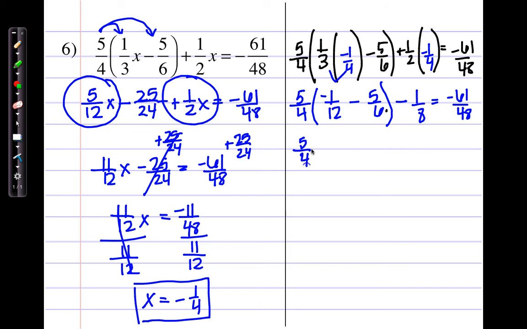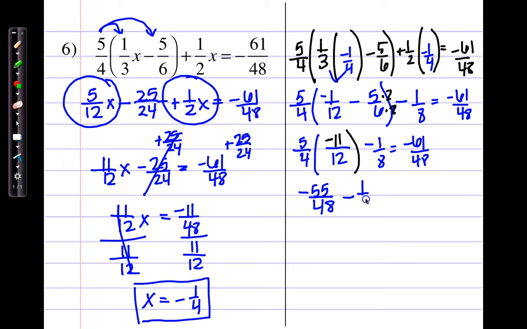Here I'm going to bring down the 5/4. I'm going to combine these here to get a denominator of 12. I'm going to have to multiply this by 2, which is going to give me -1 minus 10, which is -11, minus 1/8, oops, let's change that color back, minus 1/8 equals -61 over 48. Here I'm going to now see if I can cross cancel. I can't, so I'm left with -55 over 48 minus 1/8 equals -61 over 48.